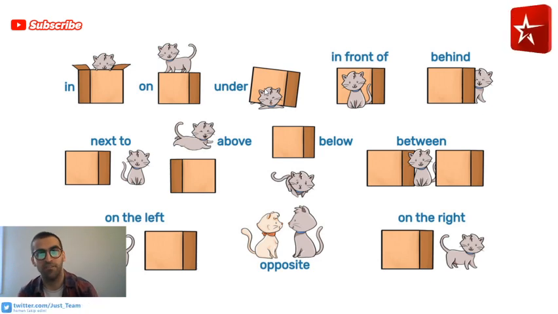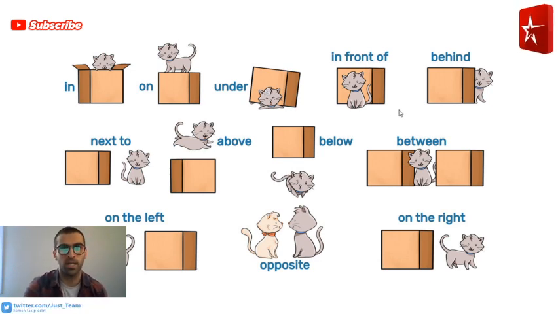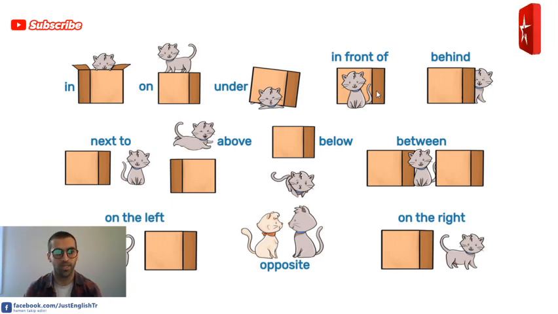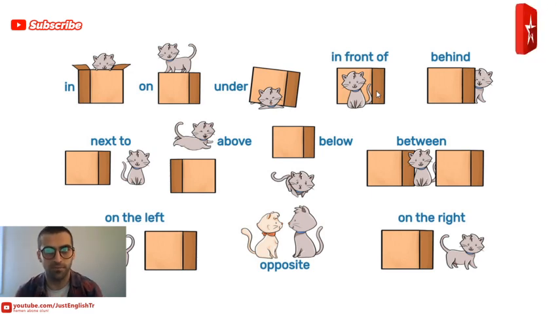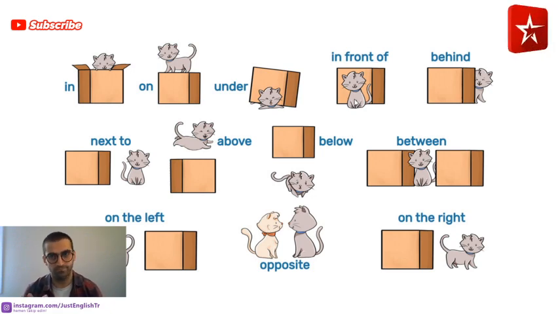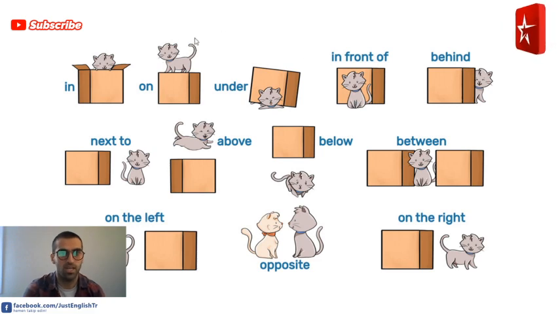Great. And I'm waiting for your comments to write a sentence for the next one. The next one is in front of. Okay, let's look at in front of. In front of the cat is the box. So the cat is in front of the box. Kedi kutunun önündedir. The cat is in front of the box. Okay. Behind. Arkasında. Yes. Behind. Arkasında. The cat is behind the box.